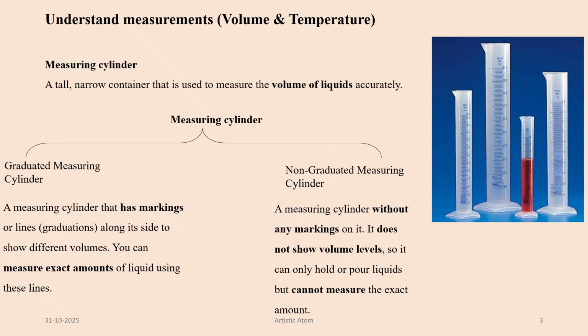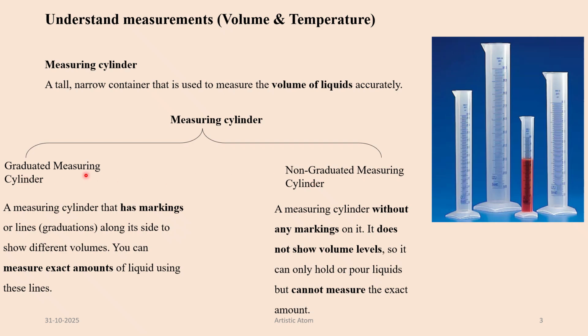Now, when we talk about measurements of volume and measurement of temperature, let's start with volume. In case of volume, we use an instrument called a measuring cylinder. A measuring cylinder is a tall and narrow container, and it is used to measure the volume of liquids accurately. As you can see in the picture, it is tall and cylindrical. Measuring cylinders are of two types: the graduated measuring cylinder and the non-graduated measuring cylinder.